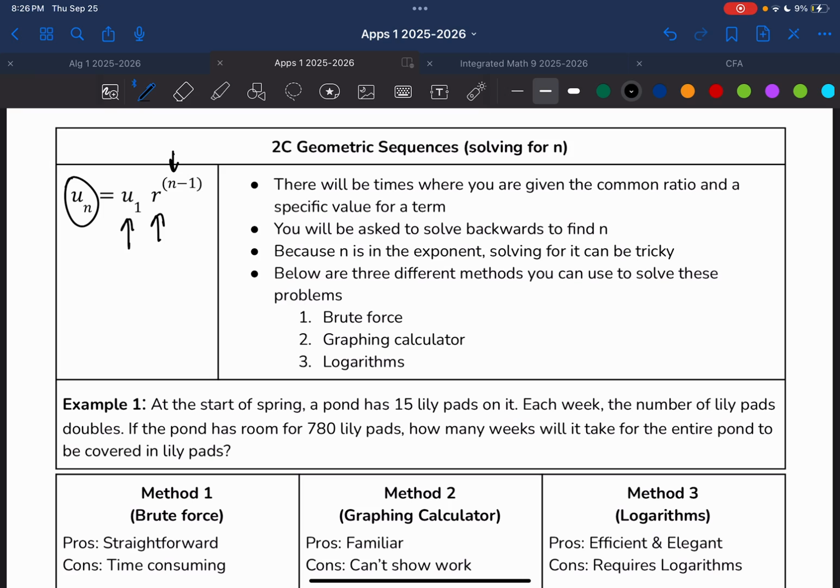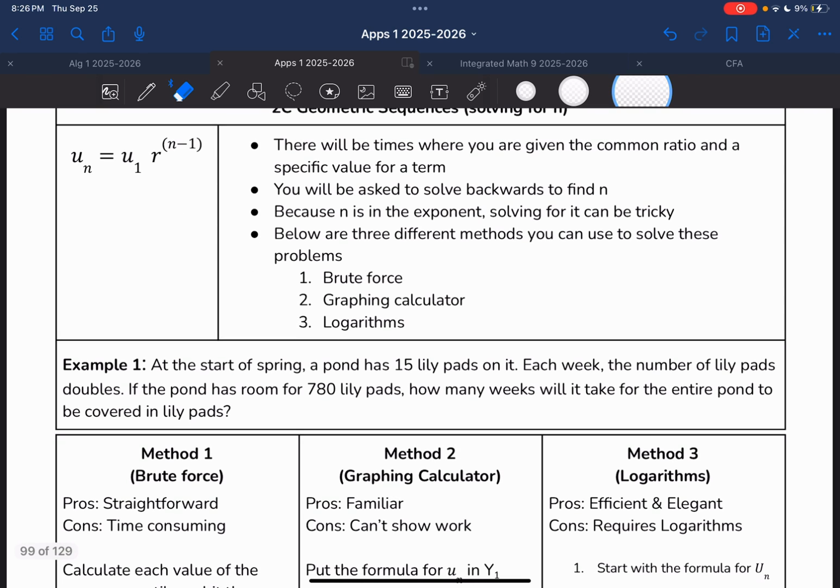But we've also seen some cases where you have U1, you have r, you have a specific value that it wanted to be equal to, and you need to figure out what term in the sequence is going to be equal to that. You need to solve for n. And that's tricky because n is in the exponent, so we can't just do addition, subtraction, multiplication, and division to solve for it. We need to use other methods, and that's what we'll talk about here.